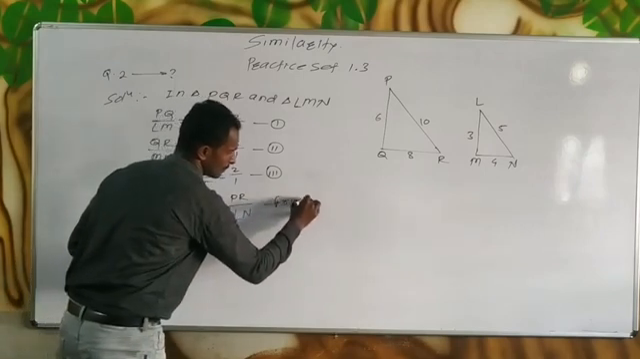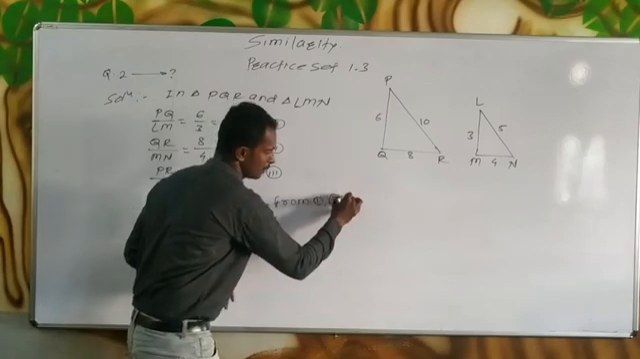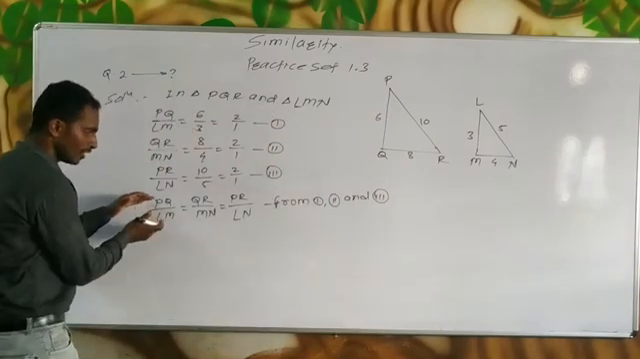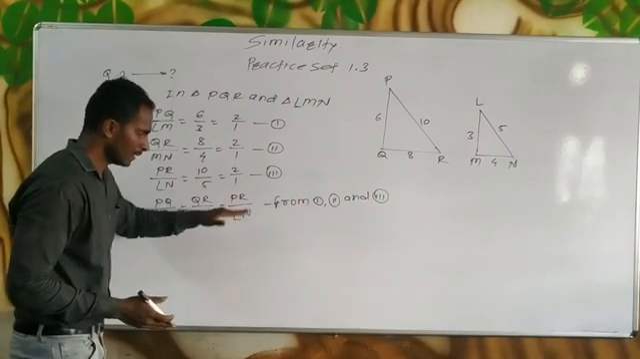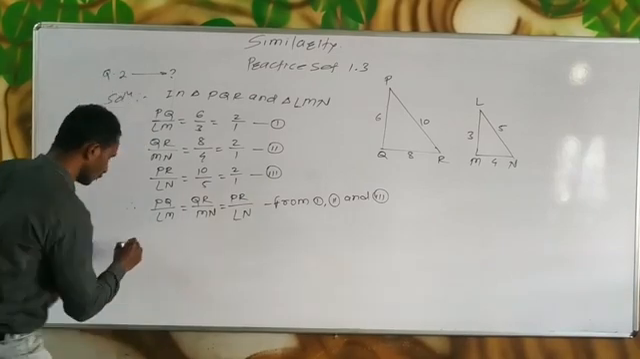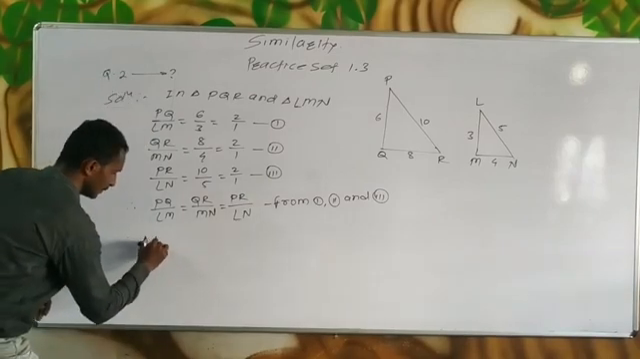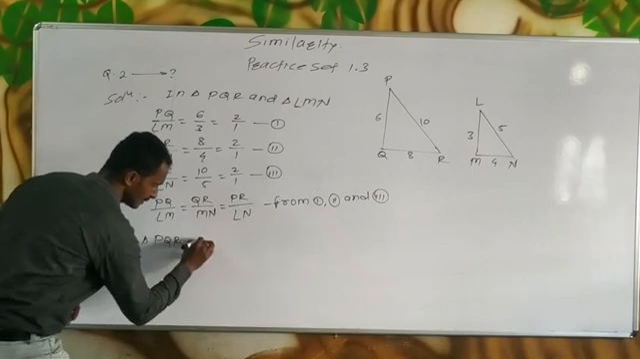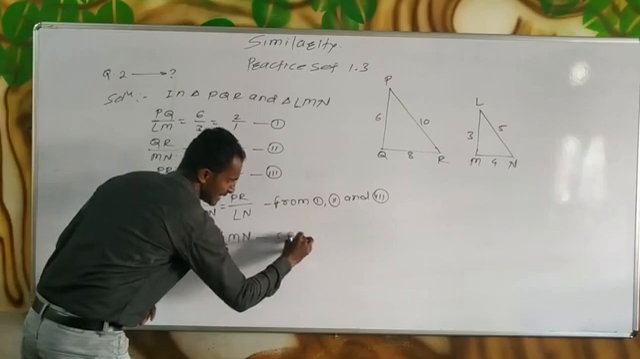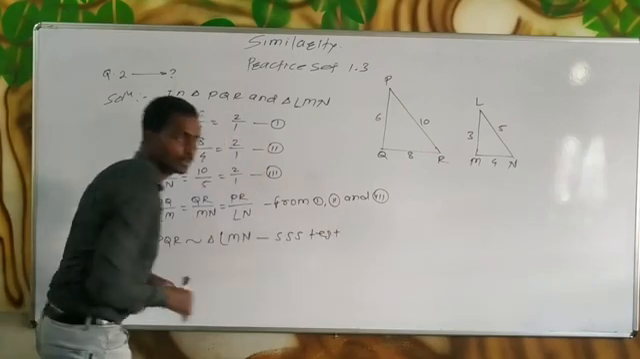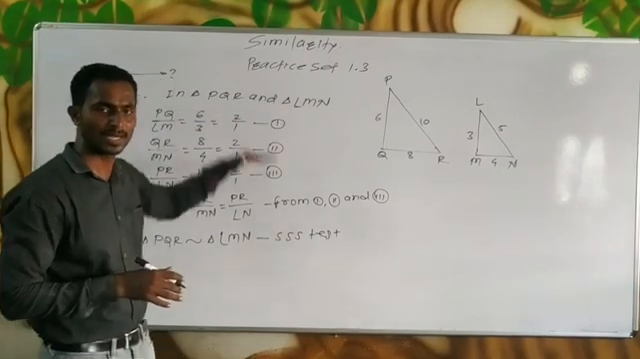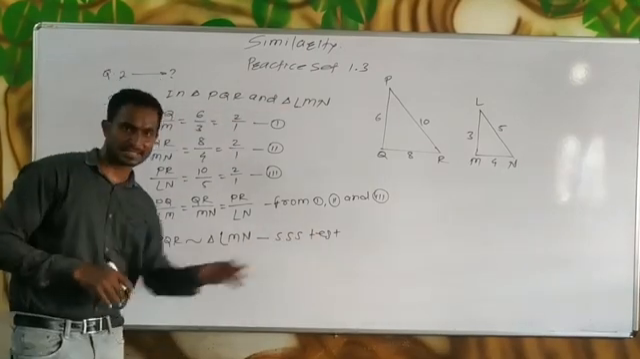From 1, 2 and 3, the ratio of all three sides of triangle PQR is in proportion with all three sides of triangle LMN. Therefore, triangle PQR is similar to triangle LMN by the SSS test of similarity. So this is your second problem. Triangle PQR and triangle LMN are similar to each other by the SSS test.